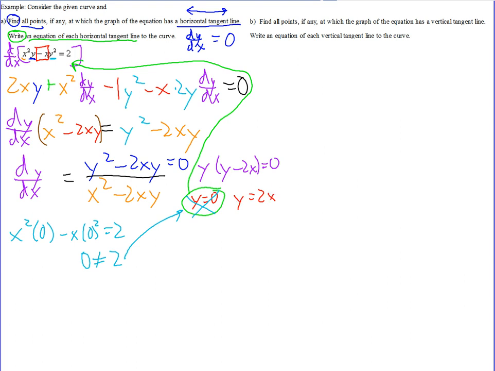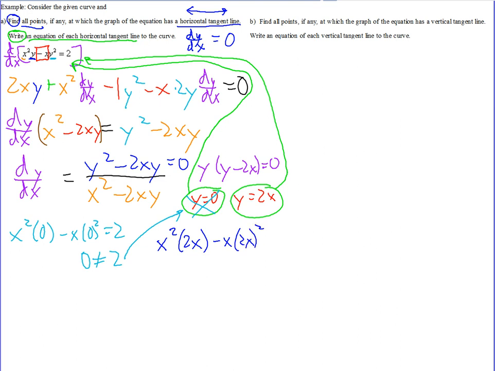So let's try the same thing with that. We'll take that y equals 2x, and again, substitute it back in the original equation. So wherever there's a y, we'll replace it with 2x and see if that has a solution. Again, if y equals 0 was our only possibility and it didn't work, then we know there's no horizontal tangent line. That's why it's a safe answer. Sometimes you don't have it. Well, let's see if y equals 2x works. So we'll have x squared times 2x minus x times 2x squared equals 2.